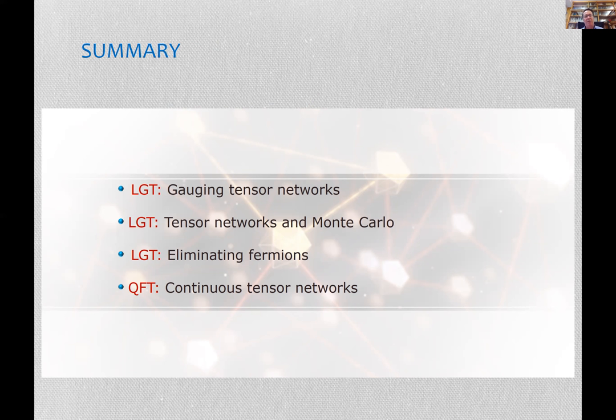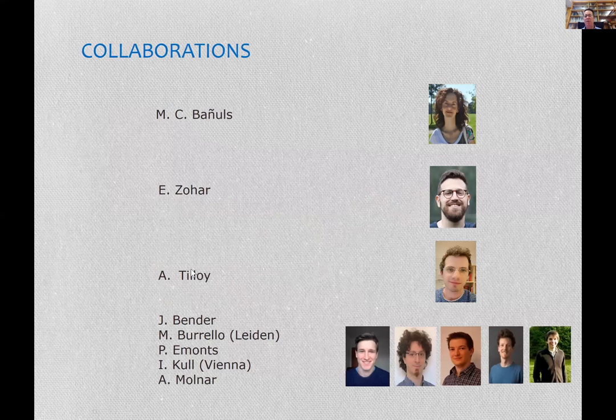in lattice gauge theories. Then I told you about how to eliminate fermions in lattice gauge theories, not only with tensor networks, but in general. And I briefly mentioned some continuous tensor networks. So these are the people who have contributed to that and many other collaborators. So thank you for your attention.